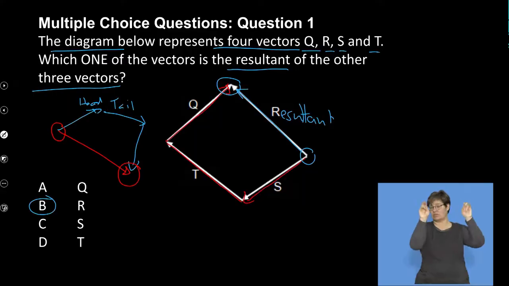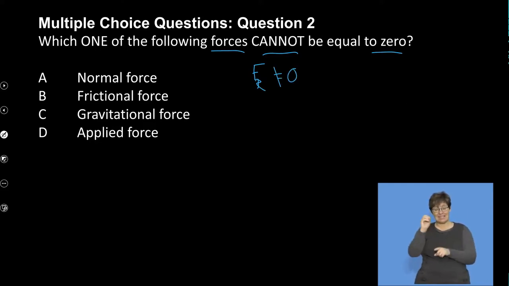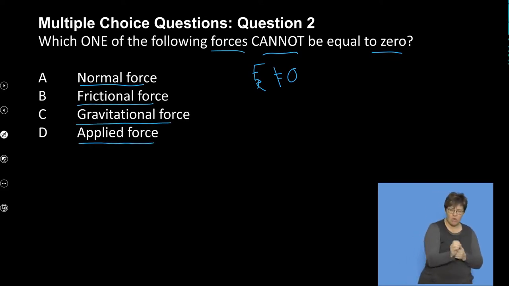And so the next question talks about which one of the forces, so we're dealing with Newton's laws, cannot be equal to 0. So we're looking for something that cannot be equal to 0. So we've got the normal force, the frictional force, the gravitational force, and the applied force. So in this case, I had to read the options.